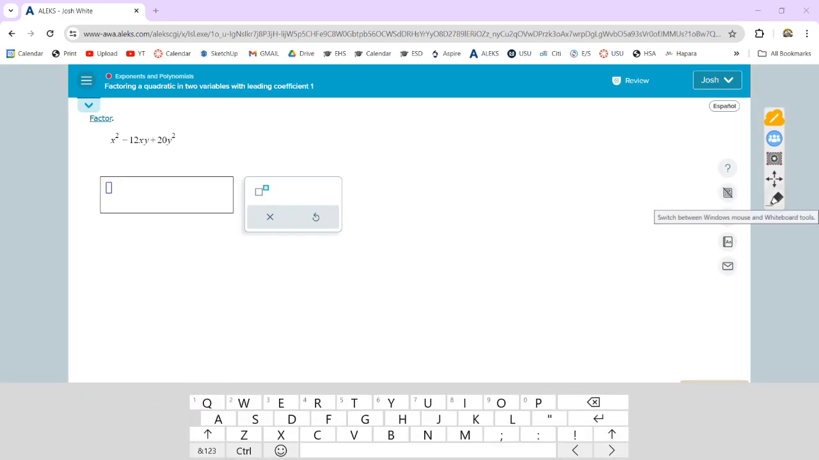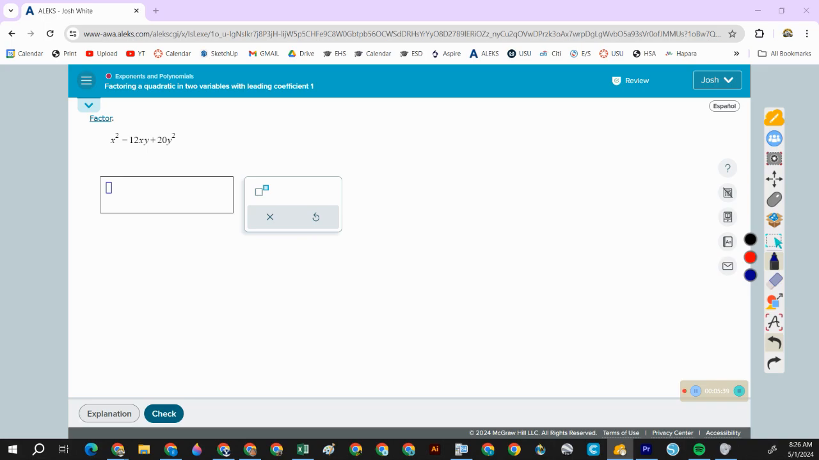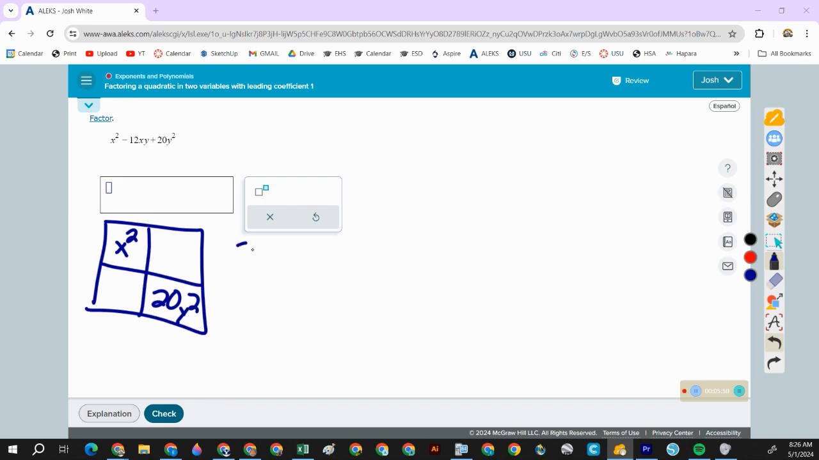All right. This one looks kind of scary because we have x's and y's, but it follows the exact same pattern. I stick in my x squared, and I stick in my 20y squared. When I multiply those together, I get 20x squared y squared. I factor 20: 1 and 20, 2 and 10, 3 doesn't work, 4 and 5. And because this is positive, I know that my factors are either plus plus or minus minus.